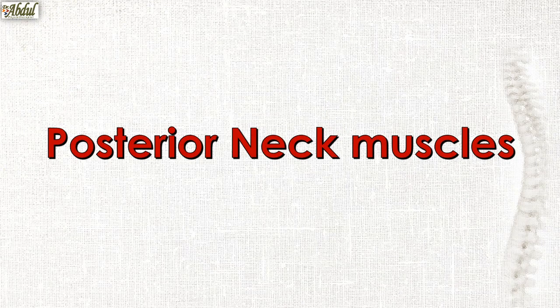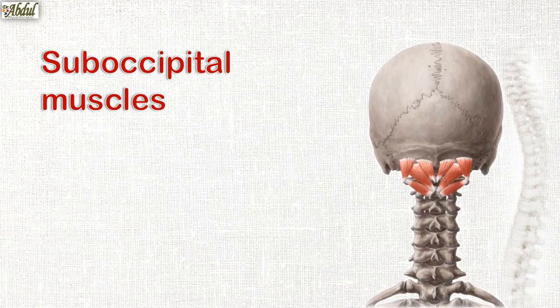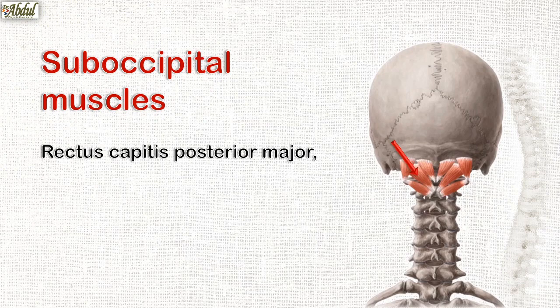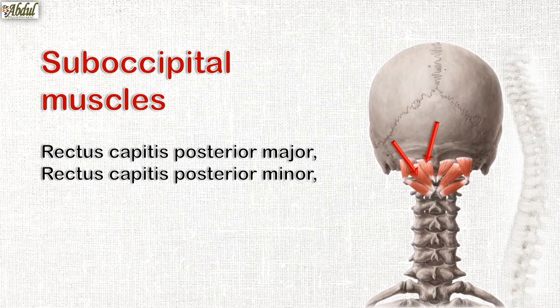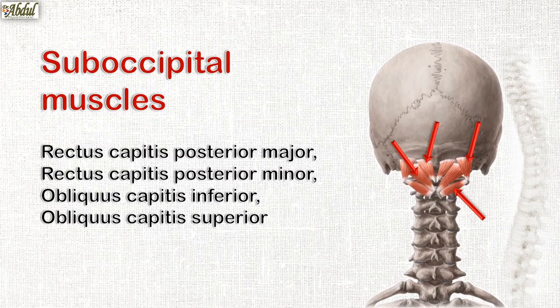And let's see the posterior neck muscles. Superficial posterior neck muscles: splenius capitis, splenius cervicis. Let's see the suboccipital muscles of the posterior part of the neck: rectus capitis posterior major, rectus capitis posterior minor, obliquus capitis inferior, obliquus capitis superior.